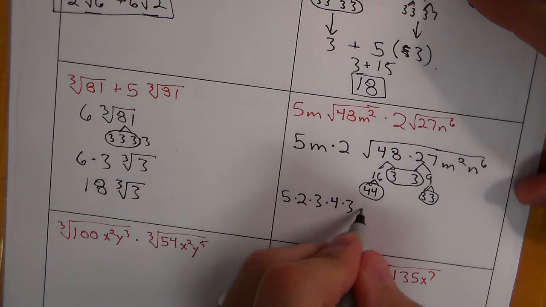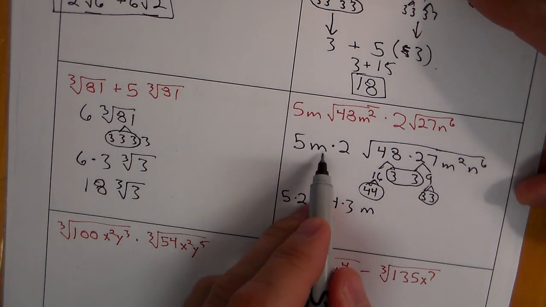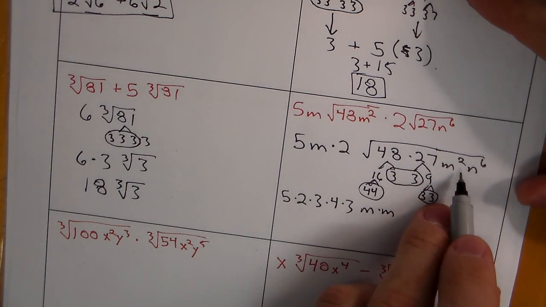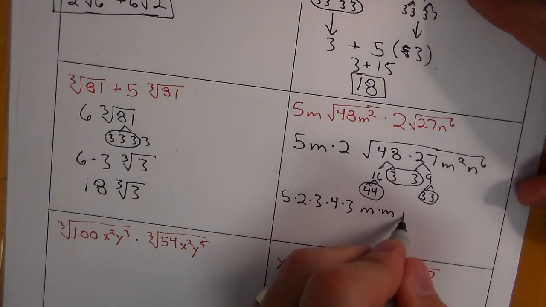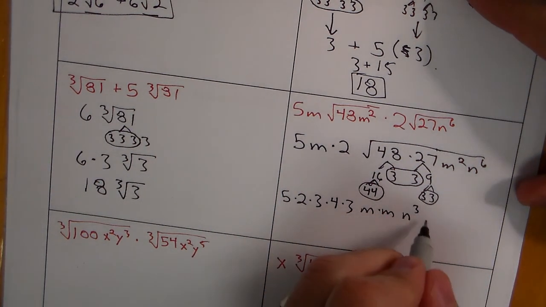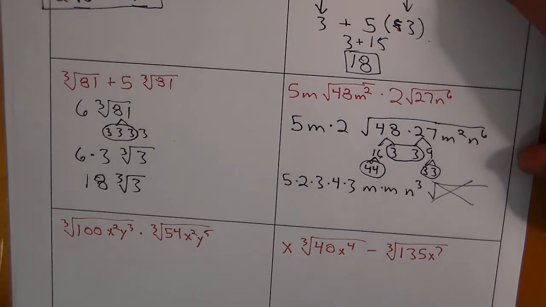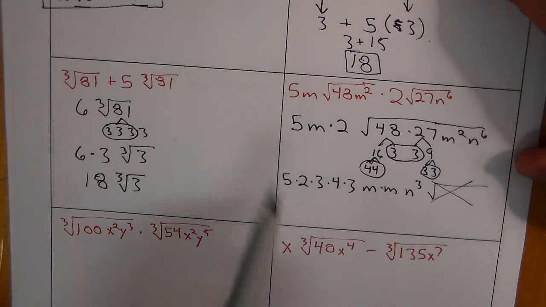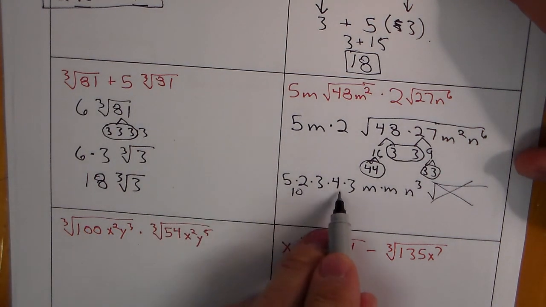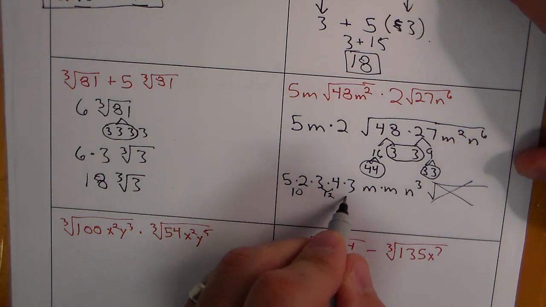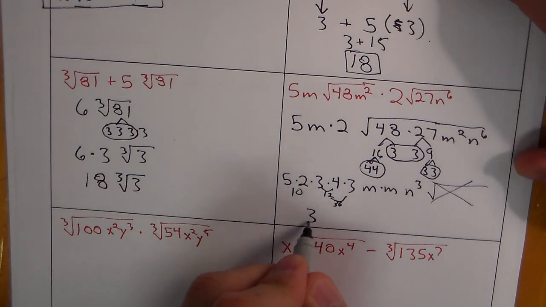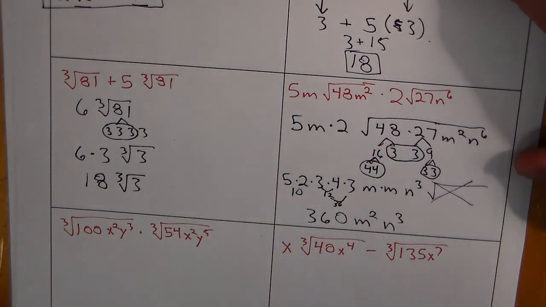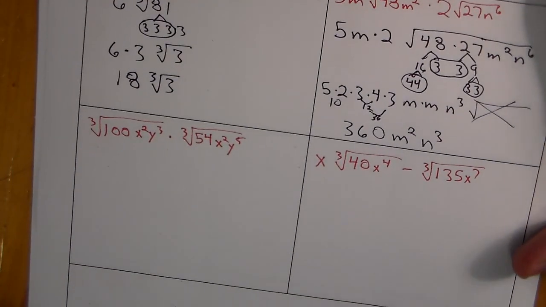Now for variables, I already have an m. That's on the outside. M squared inside the radical is going to bring another m out. N to the 6th inside the radical is going to bring 3 of them out. So everything gets taken care of. There's no radical left over. Now we have to put it all together. So 5 times 2 is 10. 3 times 4 is 12. Times 3 is 36. So 10 and 36 gives me 360. Then I have m squared n to the 3rd. On to our next one.